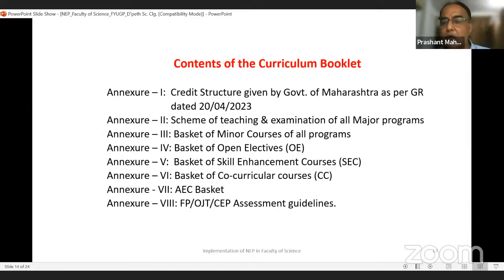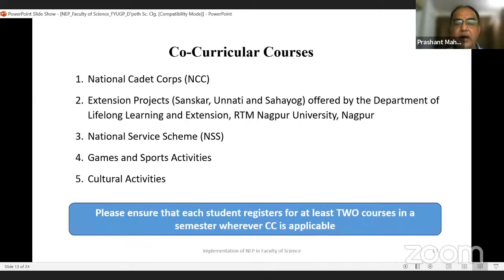That is 8 credits. Okay, 8 credits means we have divided those 8 credits into 4, 2 credits each. So we have devised 4 courses, and these are to be offered in first and second year. Means for initial 4 semesters, you have to give 4 courses of 2 credits each under the title of co-curricular courses. And in co-curricular courses, we are offering you the 5 streams. Student can go for NCC, NSS, then extension project of lifelong learning department of the Nagpur University.